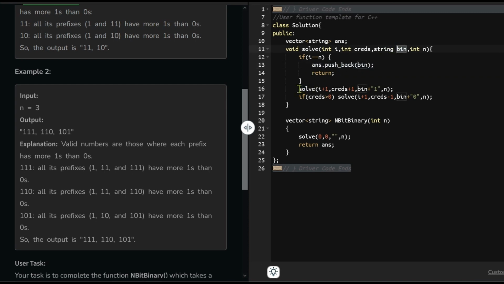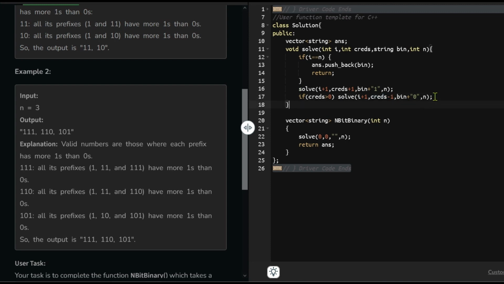Else, I can have solve of i plus 1, credits plus 1. So here, binary plus 1, whatever the string I had, I'm putting a 1 over here. And because I'm putting a 1, I'm just incrementing the credits. And I'm going to solve from i plus 1, right? So at that ith place, I have just stored a 1. And if I do have credits greater than 0, then we can also try this combination where I put a 0 at the end and I just minus the credits.